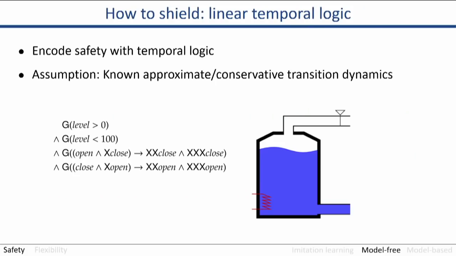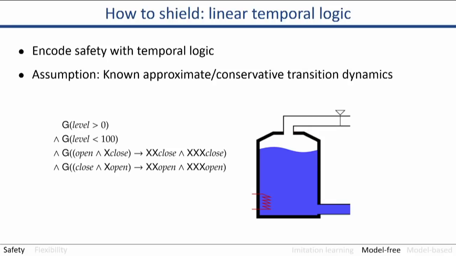So now, getting into what the shield actually is, how they do it in this work is they encode it with temporal logic. In order to encode it with temporal logic, they need to make very, very strong assumptions. The very strong assumption they need is that they know approximate, or possibly conservative, transition dynamics. One of the examples they give in the paper is the task of keeping a water boiler full. You don't want it to run empty, which is at the bottom, but you don't want it to overflow at the top.